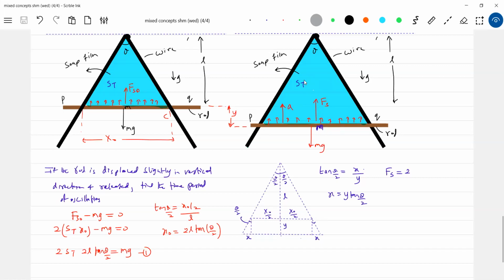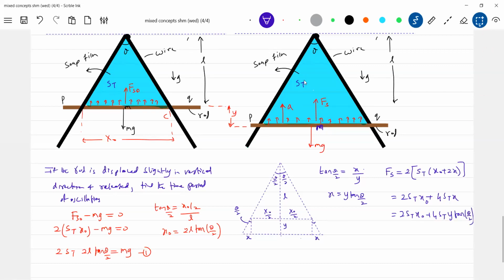Okay, so this is the force due to surface tension. So this is the first thing we'll write. Surface tension into, so what is this? X naught plus 2x. I think we are in a better position now. So this will become 4STX. So 2STX naught should be equal to mg. Okay, that I'll replace later on. Now what is x? X should be y tan theta by 2.